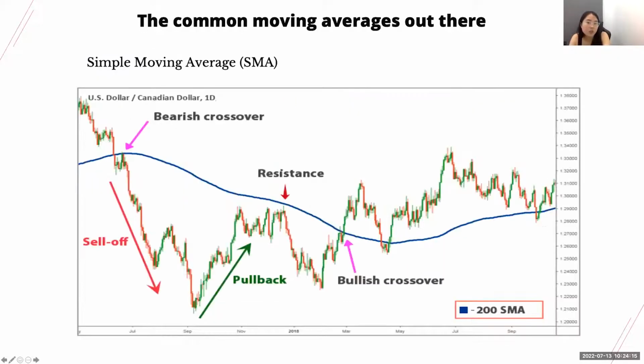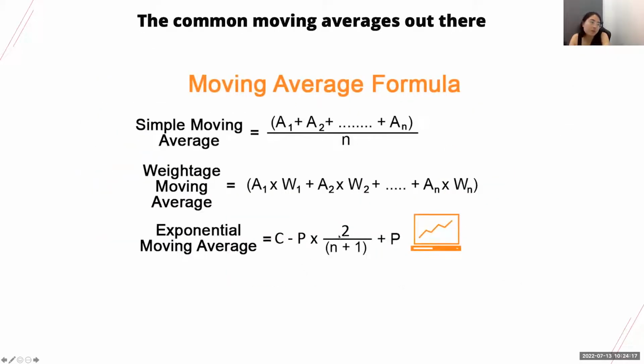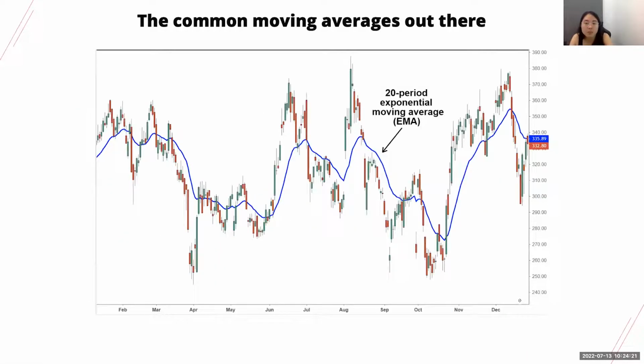I'll just quickly go back. So 2 divided by n plus 1. The n is the variable that changes, okay? And then you'll get your answer.